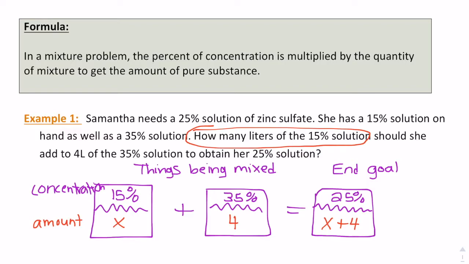So if you turn this into an equation, basically what it's going to look like is you're going to have your percentage of zinc sulfate from each mixture. The originals added together should equal the total amount in your final goal product. So if you change your percentages to decimals, and if you think about how you get amounts, if you multiply the percent times the amount of your mixture, you should get the amount of zinc sulfate in each. So if you do 15% times x and 35% times 4, that should equal 25% times x plus 4.